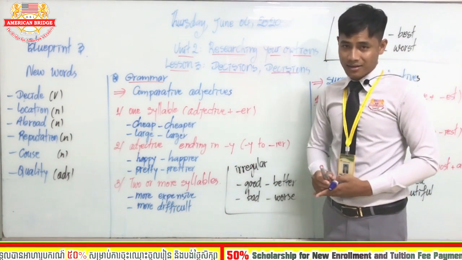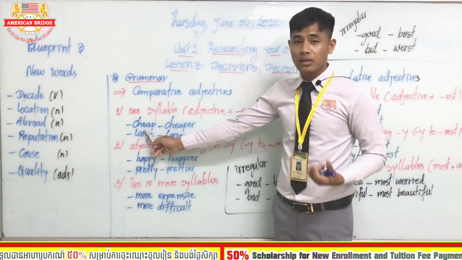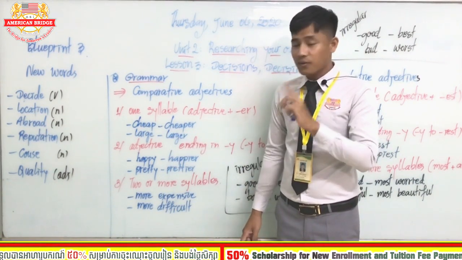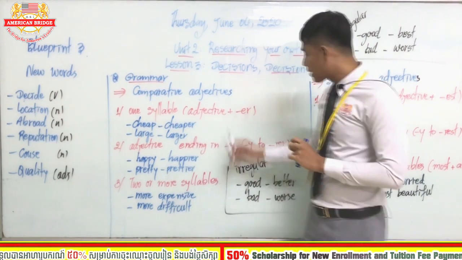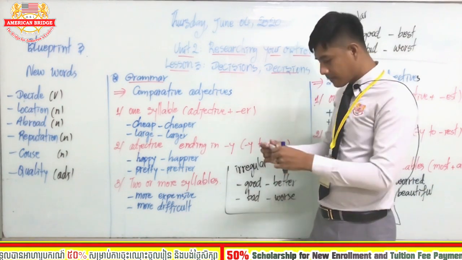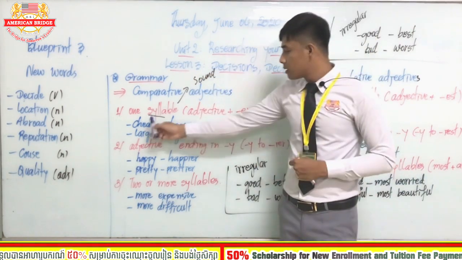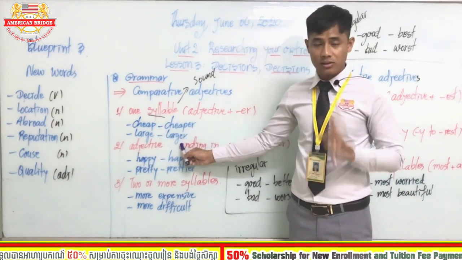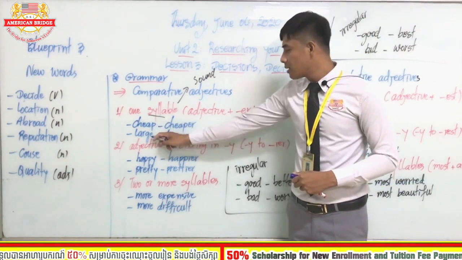One-syllable adjective plus er. One syllable means one sound of a word. For example, look, see this, cheap. Cheap, one sound. If those adjectives have only one syllable, one sound, we just add er at the end. A syllable is a sound of a word. Cheap changes to cheaper, and large to larger. So, cheaper and larger.